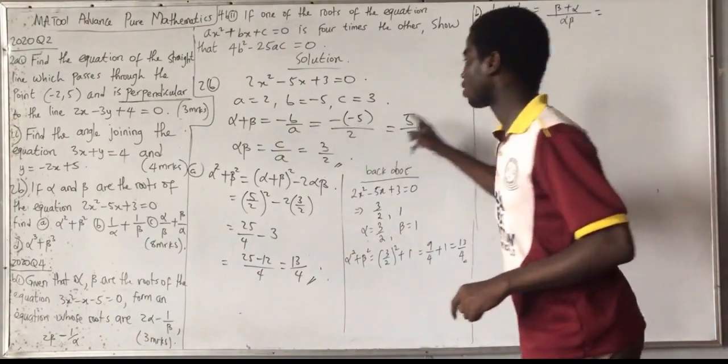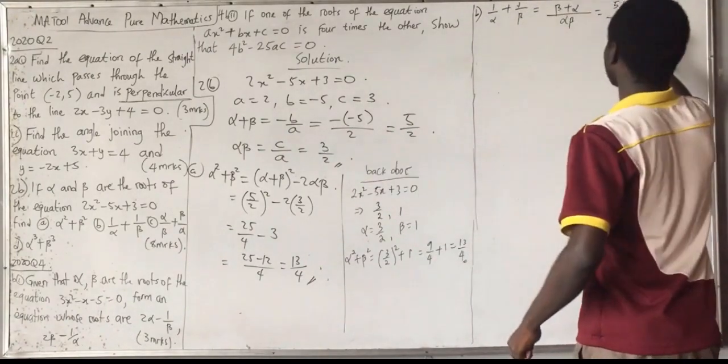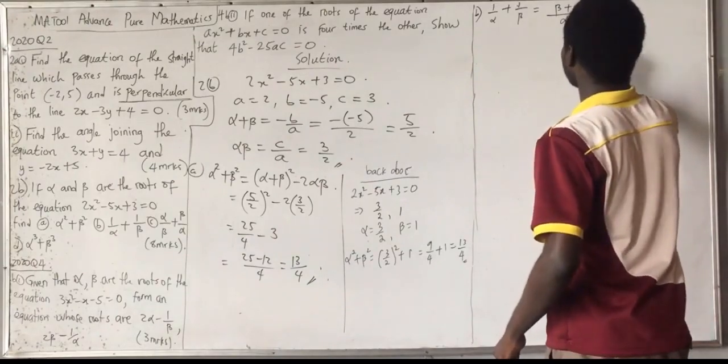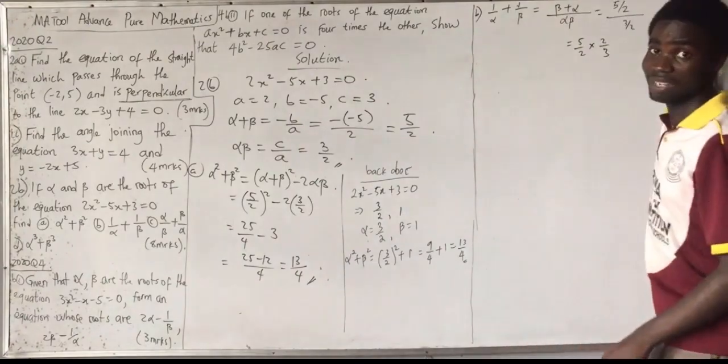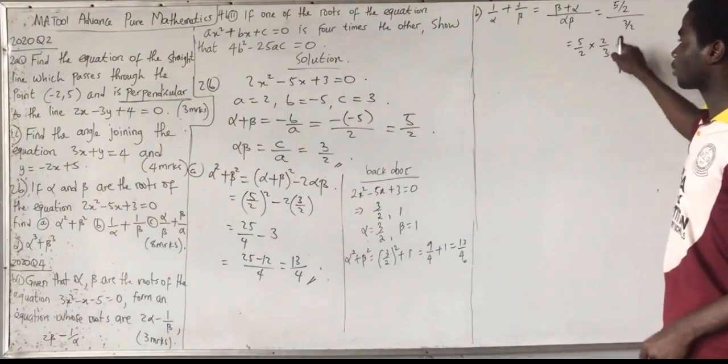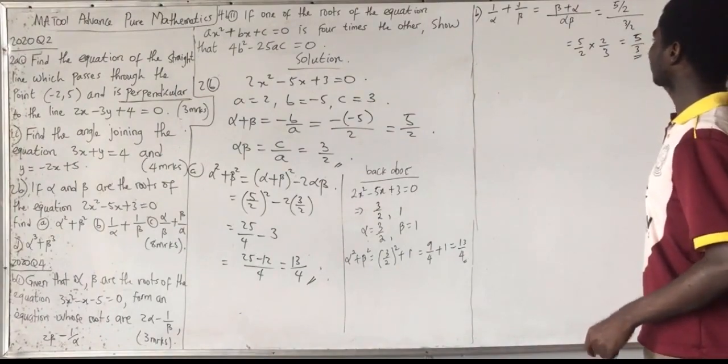So what is alpha plus beta? 5 over 2. That means 5 over 2 divided by alpha beta, 3 over 2. So you can do it 5 over 2 times 2 over 3. You first write 5 over 2 divided by 3 over 2, 5 over 2 times 2 over 3. 2 will cancel 2, you will be left with 5 over 3. Or calculator can easily do this for you.